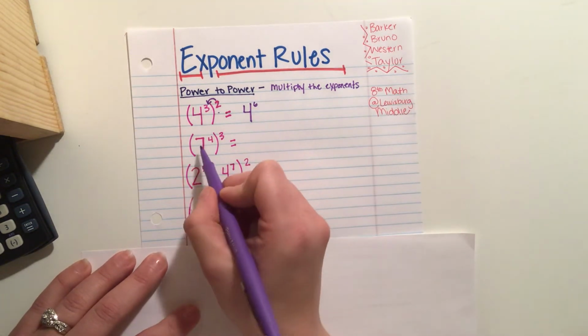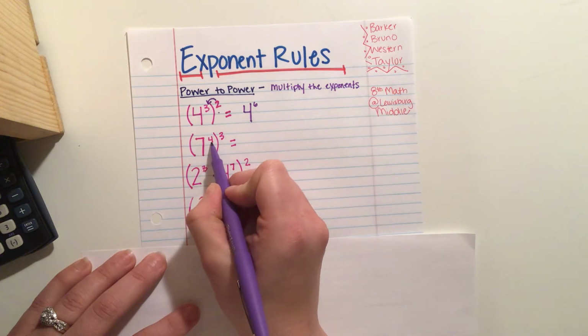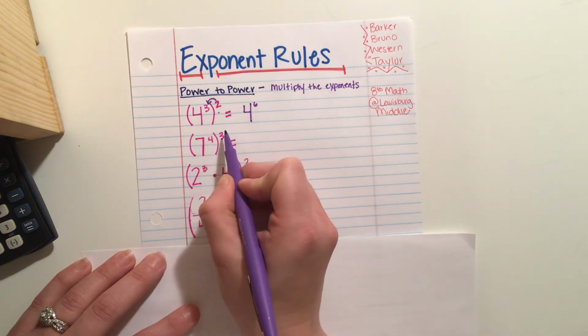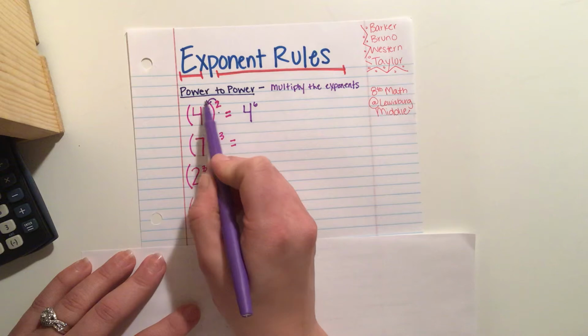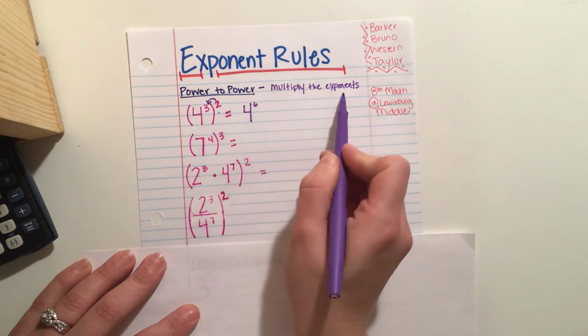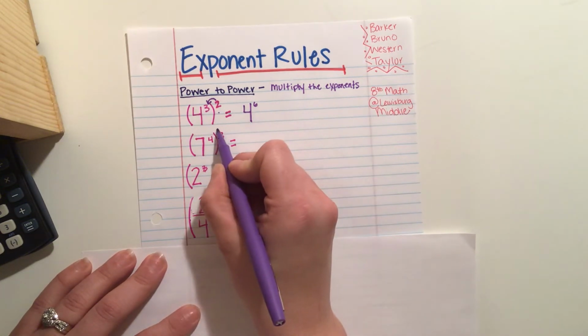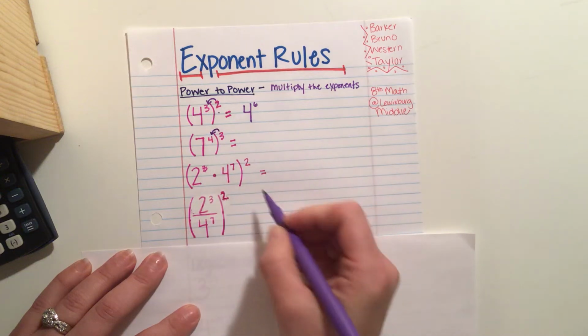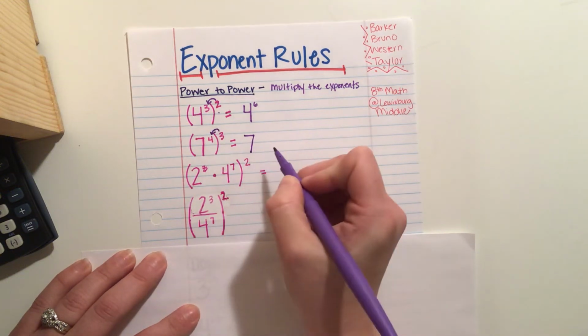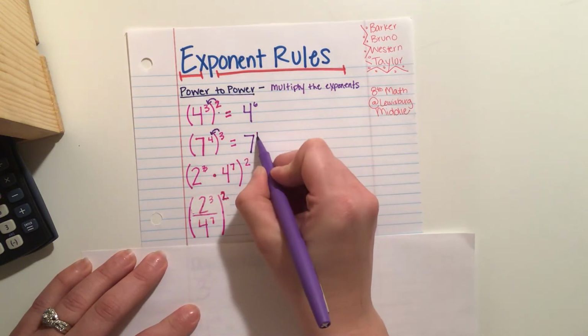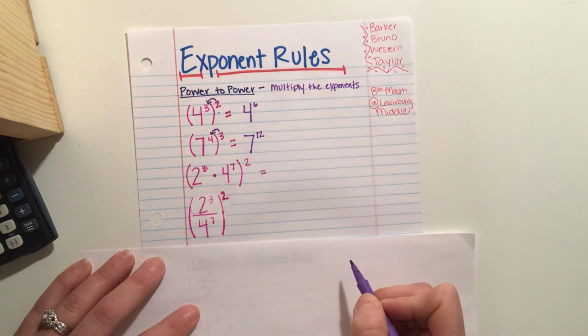Let's try another. I have a base of 7 with an exponent of 4, raised to the power of 3. Remember, power to a power. You multiply the exponents only. So that 3 gets multiplied by the 4. So this would be 7. You keep your base. 4 times 3 is 12. 7 to the 12th power.